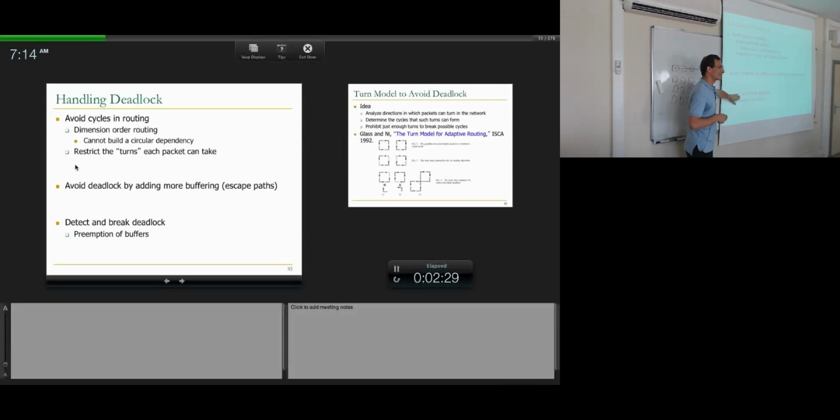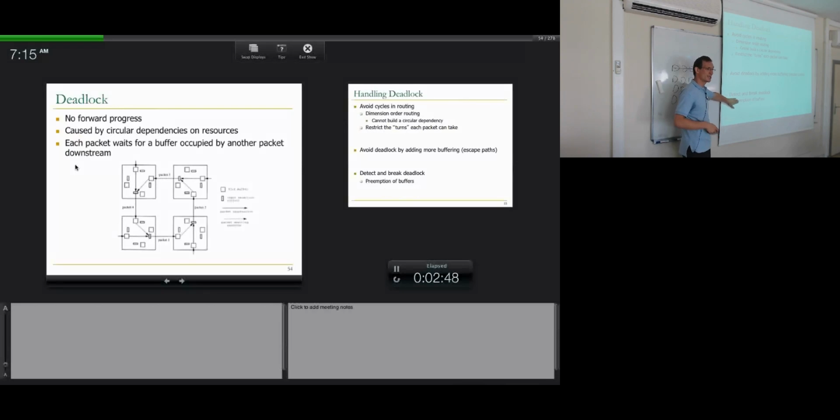Or, which is a harder problem perhaps, you can detect and break deadlock. And this is a solution people have not examined as much, at least within the context of on-chip networks. People have tried to do this at the operating system level, because this is an issue when you have threads waiting on the same resource also, right? You can try to detect and break deadlock.